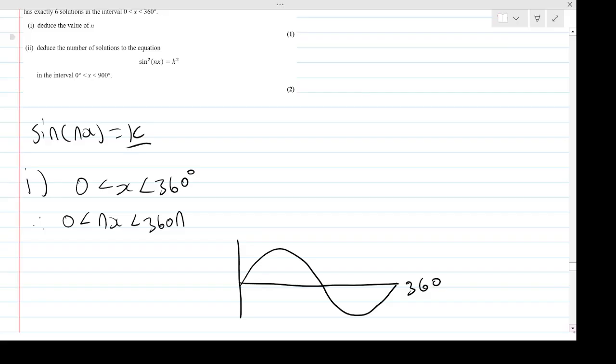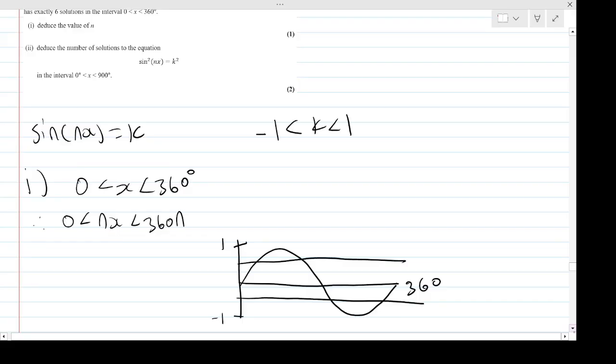So we are told we're basically solving. We're setting this sine equal to k. We are also told that k is above -1 but less than 1. It's strictly less than 1. So obviously 1 is at the top here and -1 is here. So k would be somewhere here or somewhere there, depending if it's negative or positive.